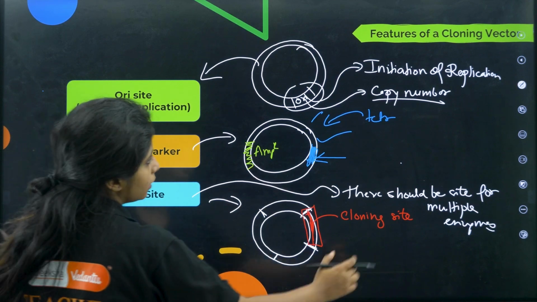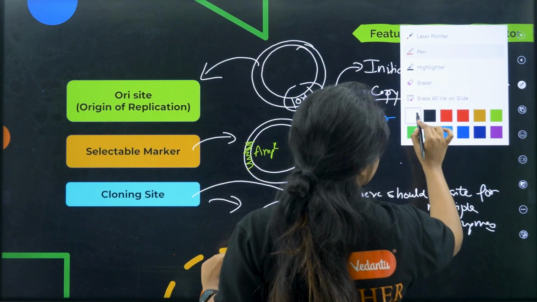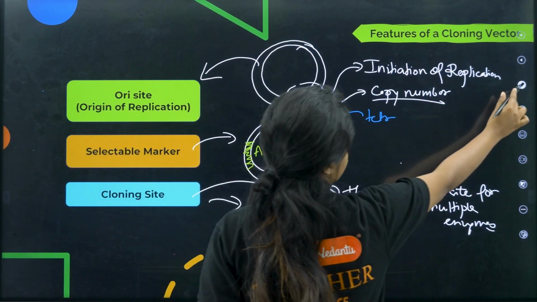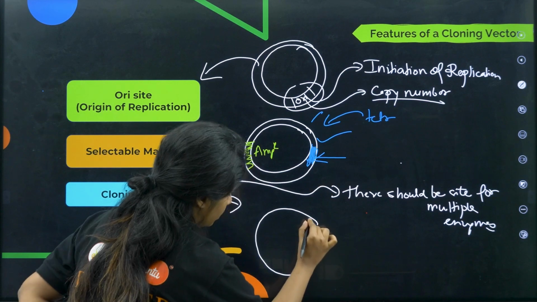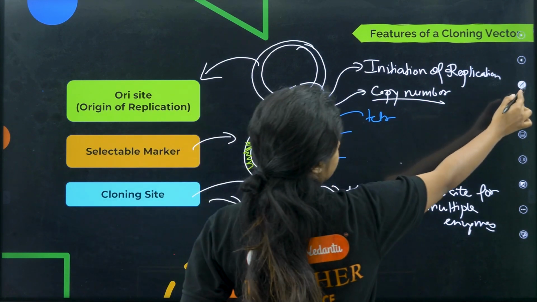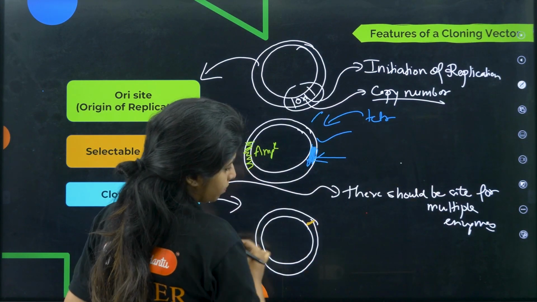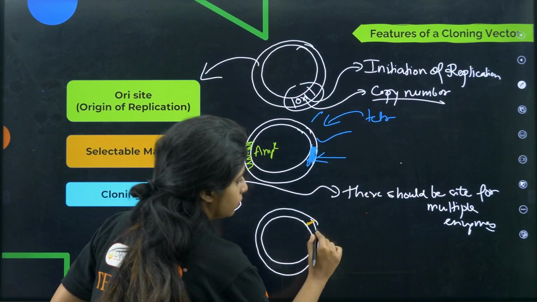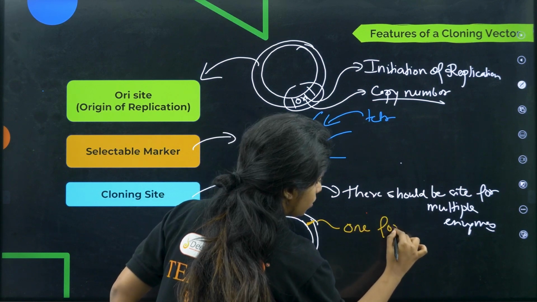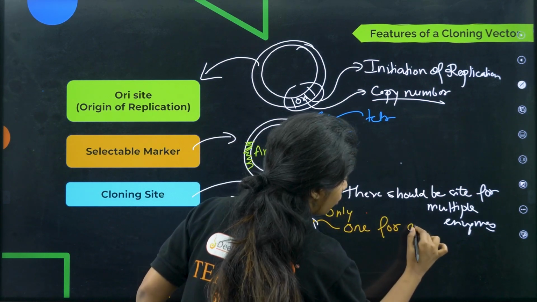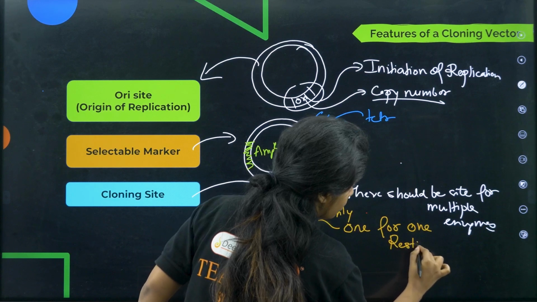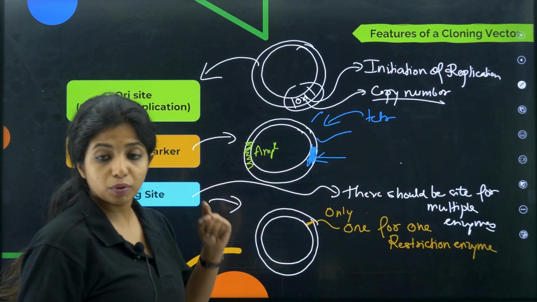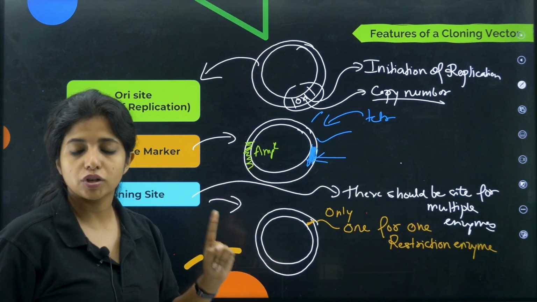Now I want to tell one very important thing. Listen to me very carefully. Suppose this is a plasmid, and this is a recognition site for EcoR1. I should have just one recognition site for EcoR1. There should be only one site for one restriction enzyme.